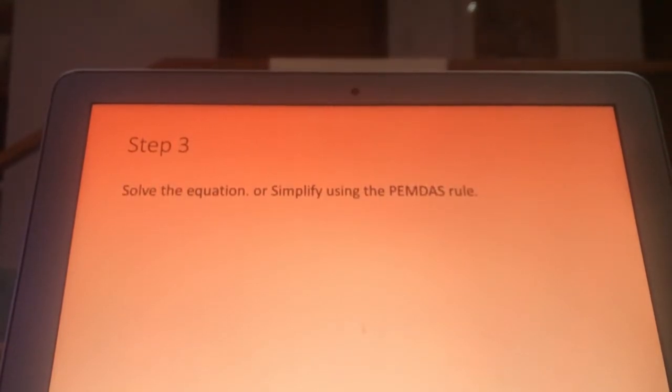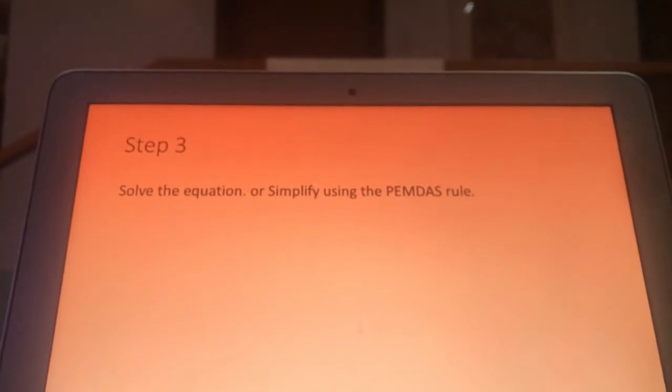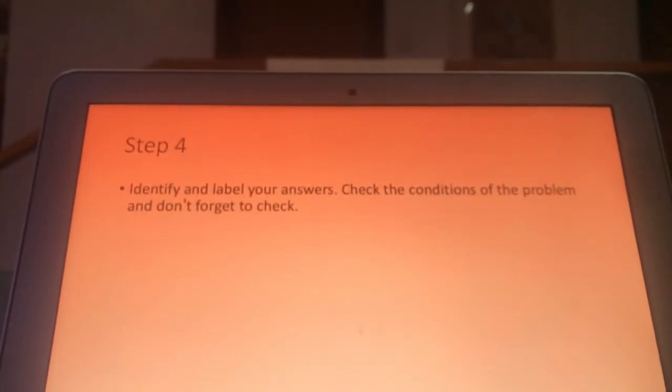Step 3. Solve the equation, or simplify using the PEMDAS rule. The PEMDAS rule means parentheses, exponents, multiplication, division, addition, and subtraction. It states the order of operations and in what order you should solve them. Then for step 4, we have to identify and label our answers. Then we check the conditions of the problem, and of course, you have to recheck everything to be sure that it all fits.